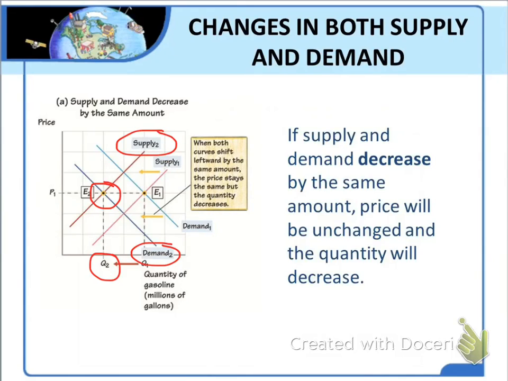But notice that the way the graph has been drawn, the equilibrium price remains at P1. This won't always be the case. When both curves shift to the left, the new equilibrium price could be lower than, higher than, or the same as the initial price. It depends on which curve shifts more. If the demand curve had shifted leftward by more than the supply curve, the price would have fallen. If the supply curve had shifted more, the price would have risen. These two possibilities are raised in the next couple of examples.